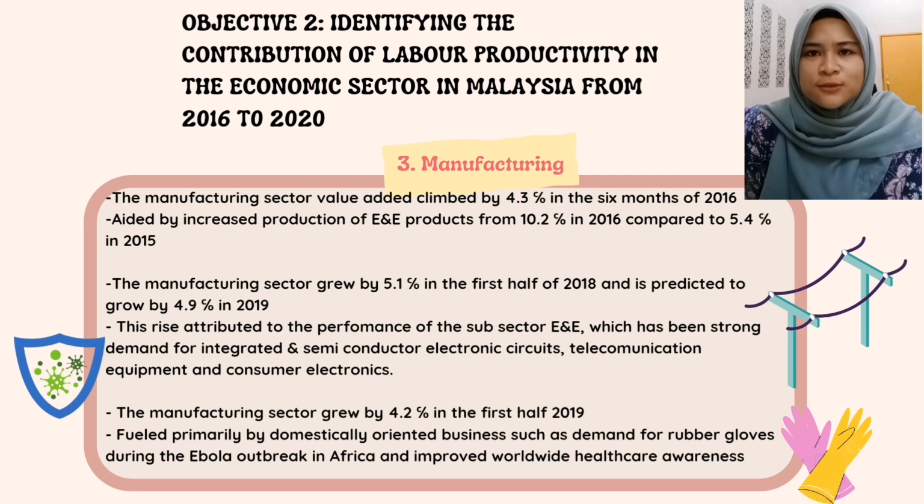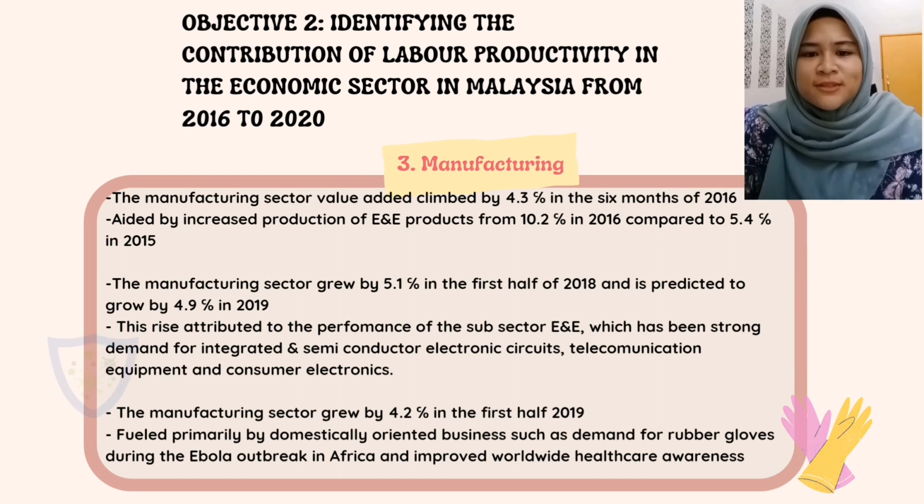The manufacturing sector grew by 4.2% in the first half of 2019, followed primarily by domestically oriented business such as demand for rubber gloves during the Ebola outbreak in Africa and improved worldwide healthcare and awareness.